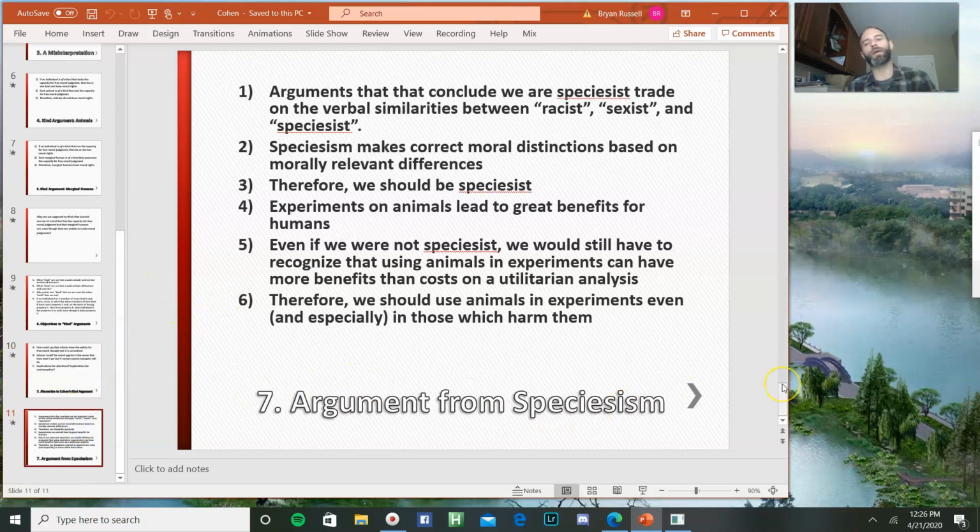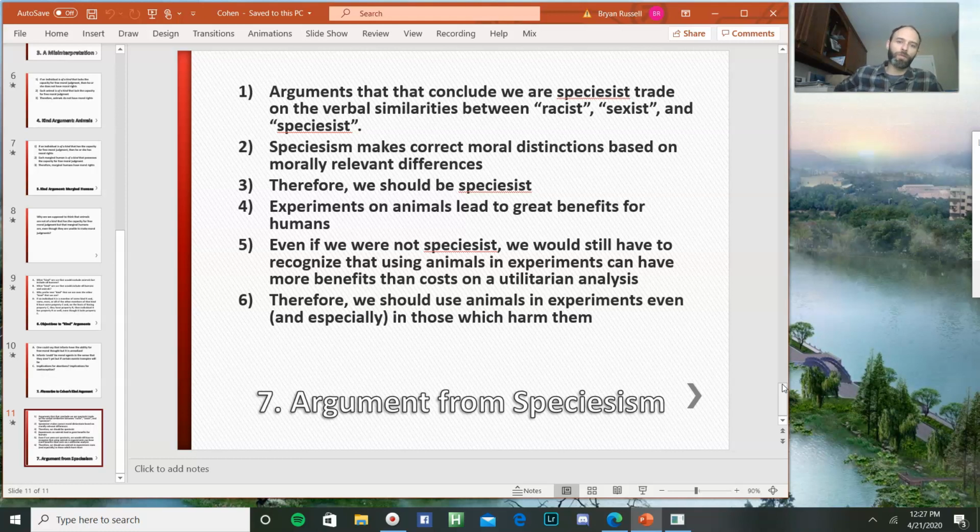Finally, let's look at Cohen's argument from Speciesism. The argument against Speciesism goes like this. Arguments that conclude that we are speciesist, Cohen wants to say, trade on the verbal similarities between racist, sexist, and speciesist. Speciesism, however, Cohen wants to say, makes correct moral distinctions based on morally relevant differences. Therefore, we should be speciesist.